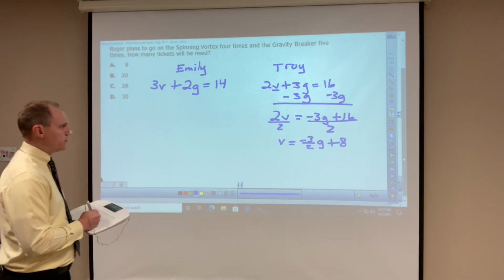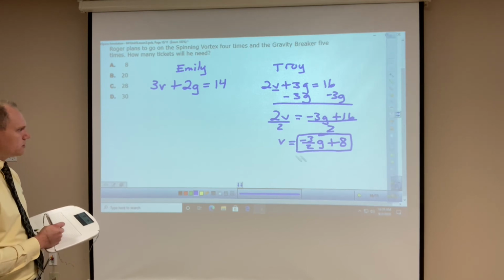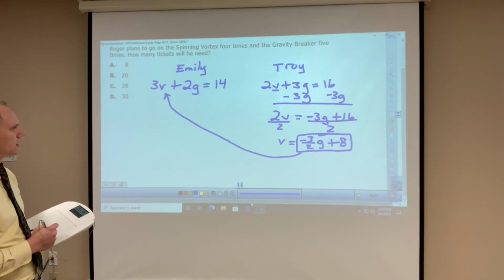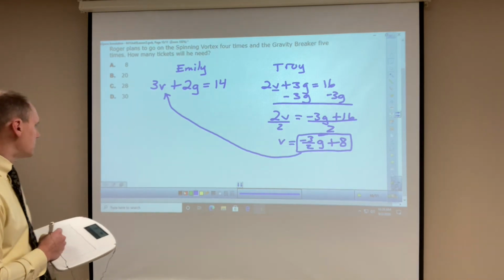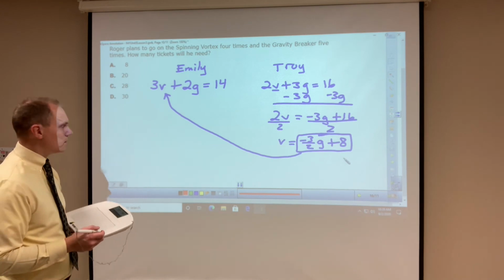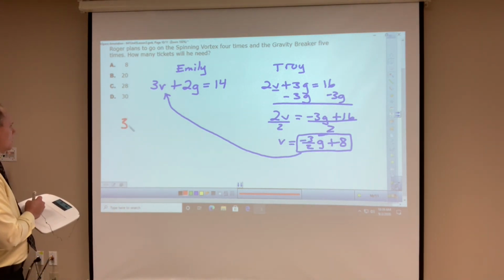So we know that V is equal to this right here. So we can actually use that to substitute in for V in the other equation. And we're going to have to deal with some fractions here, but that's okay, right? We can work with fractions, not too bad. All right, so 3 times V. V is negative 3 halves G plus 8.